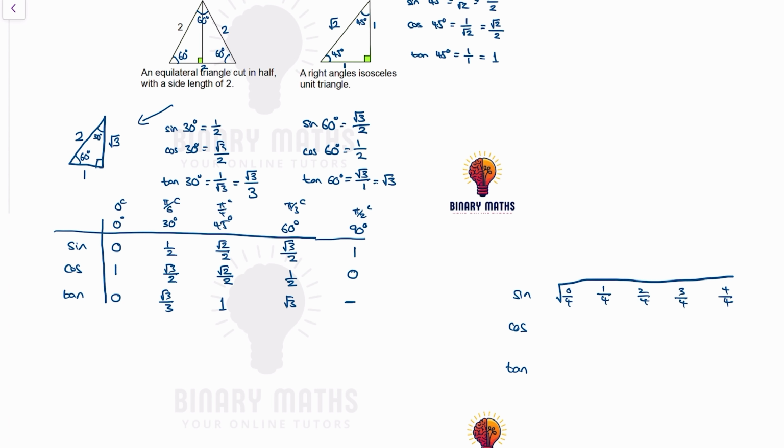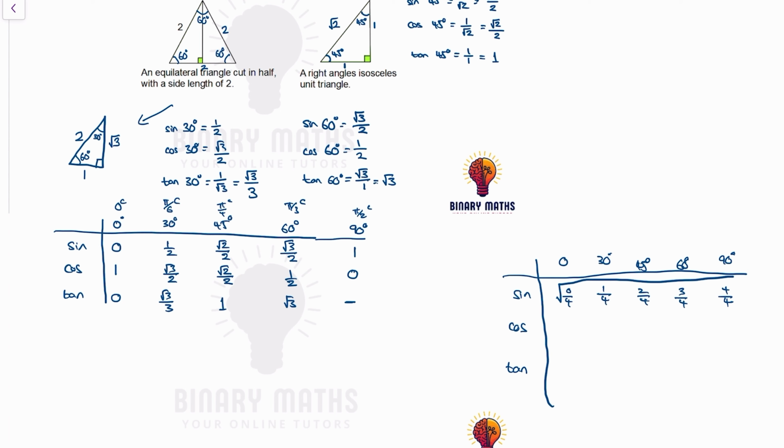So this is 0 degrees, 30 degrees, 45 degrees, 60 degrees, and 90 degrees. If I want to find sine of 45 degrees, it's root 2 over root 4. Root 2 over root 4 simplifies to root 2 over 2.